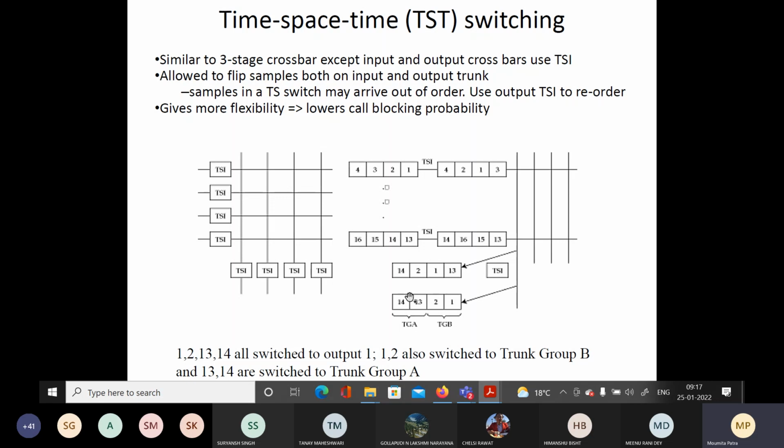So this is how time-space-time switching works. I hope that this is clear. I'll go to the next part after this.